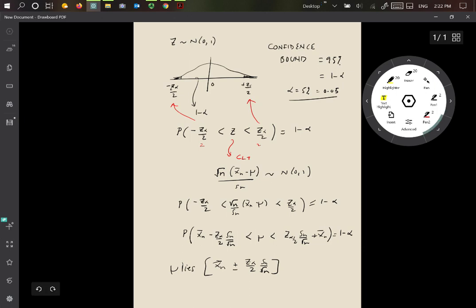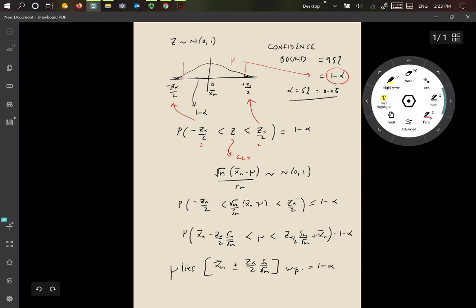Why? Because we want to know where mu lies. And so we're saying, okay, here is my Xn bar. And I want to say that mu lies somewhere over here with probability greater than 1 minus alpha. And exactly that's what it is. So we're saying mu lies in this range with probability equal to 1 minus alpha.